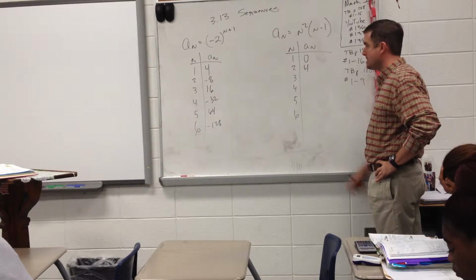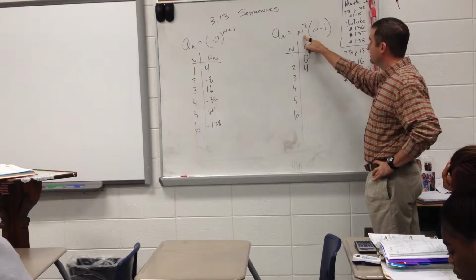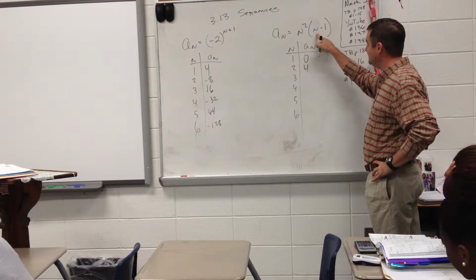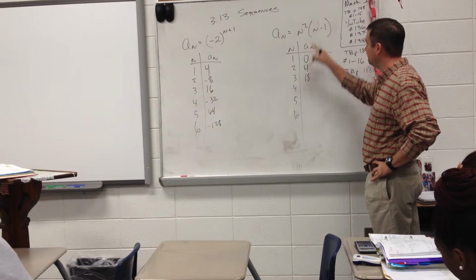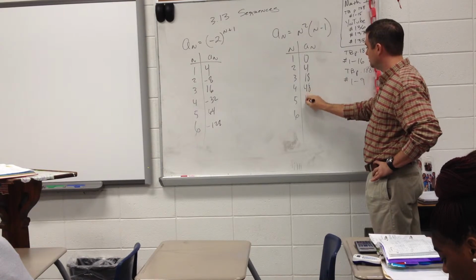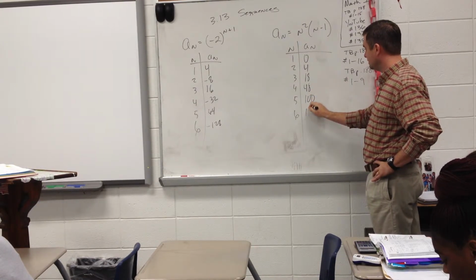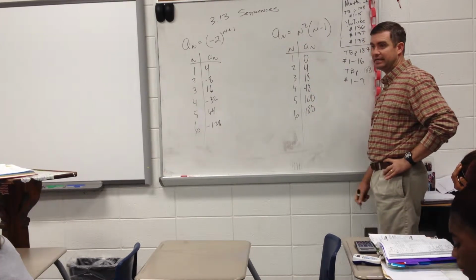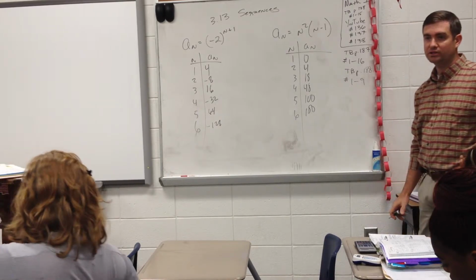Is that right? Yes. How about 3? 3 squared is 9, and times 2 is 18. Very good. How about 4? 48. All right. And 5? 100. And 6? 180. Any questions about any of those?